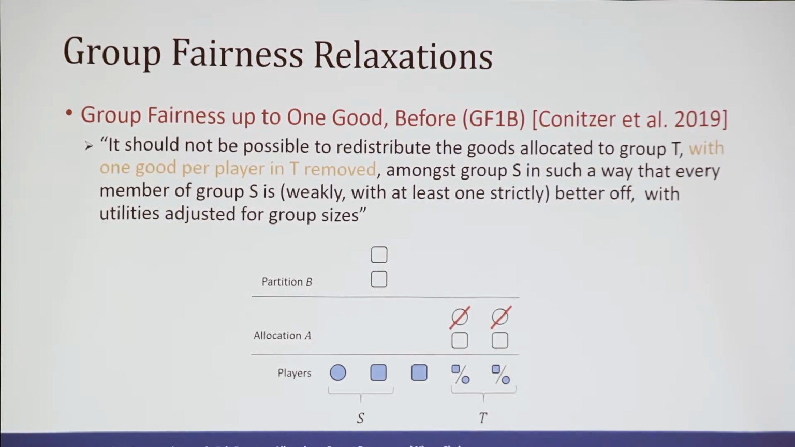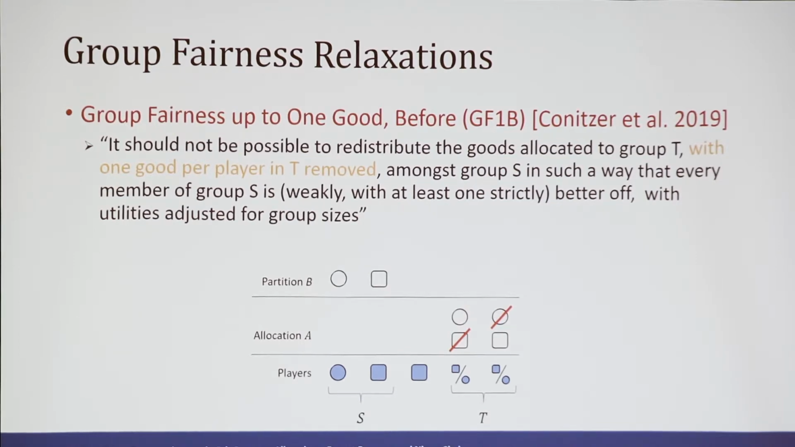And there's also a before version, and what this just says is that we want to remove the goods 1 per player in T before we do the reallocation. Right? So to see why this allocation fails that condition, think about removing 1 good from each of these agents in T, then reallocating the remaining square goods amongst S. We can still make the circle agent just as happy, they still get nothing, and the square agent much happier, they get 2.